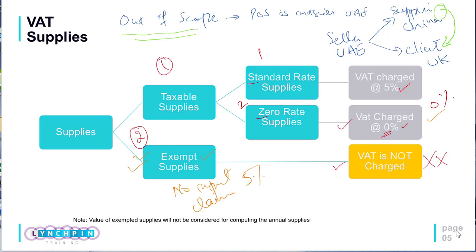So I believe that these three things are clear to you now, and these are very, very important, because whether you are making a taxable supply, exempt supply, or an out of scope supply will be a deciding factor in whether you can claim your input VAT, and whether you should be charging your client output VAT or should not be charging it.